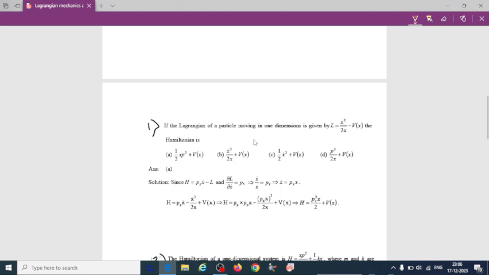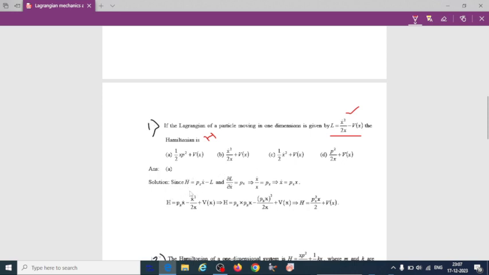In this question, the Lagrangian of a particle moving in one dimension is given by L is equal to x dot square divided by 2x minus V of x. You have to find the Hamiltonian. Four options have also been given. Let us try to solve it.